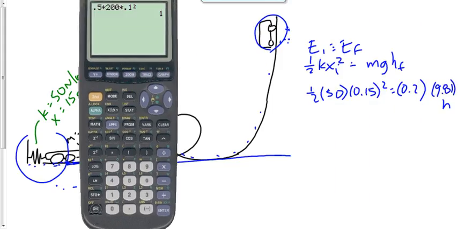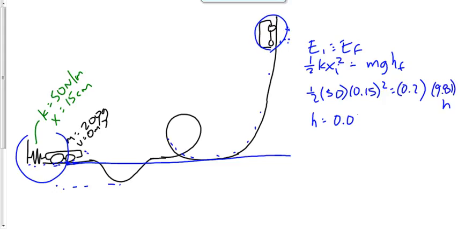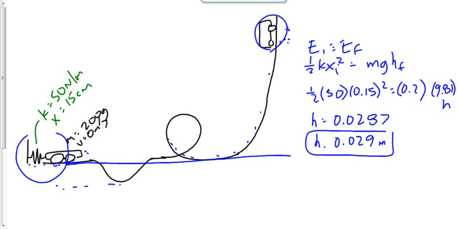On the left-hand side, we've got 0.5 times 50 times 0.15 squared. And then let's divide that by 2 times 9.81. Use some brackets, though. And we're going to get 0.0287, which should round out to 2 digits, is 0.029 meters, or we could say it's 2.9 centimeters. Anybody else get that?